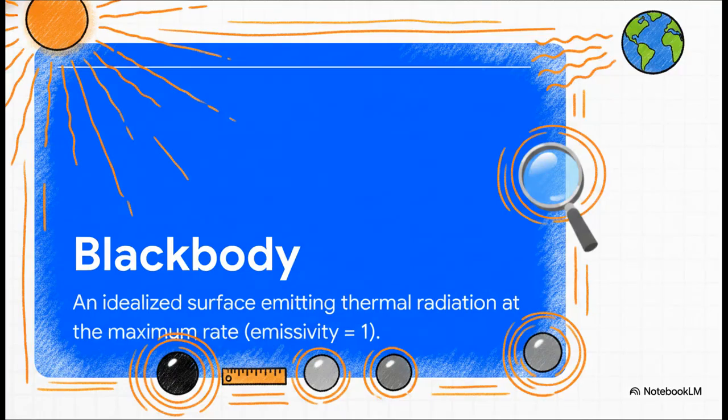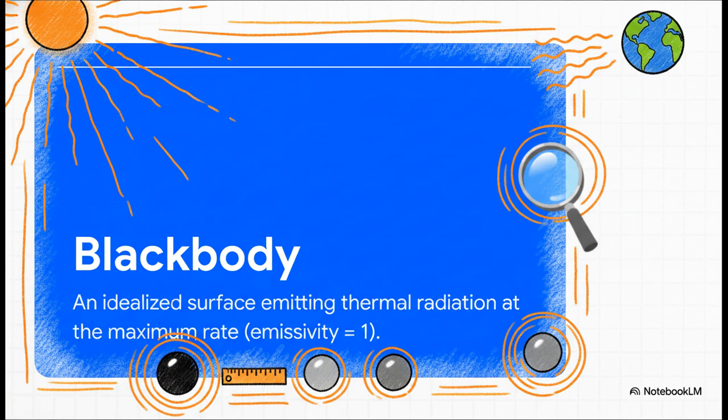Now, it's absolutely incredible to think that radiation doesn't even need a medium to travel. I mean, no medium required. It's exactly how the sun's energy reaches the Earth across the vacuum of space. In engineering, we use a theoretical baseline for this called a black body. Basically, every single body above absolute zero emits thermal radiation.